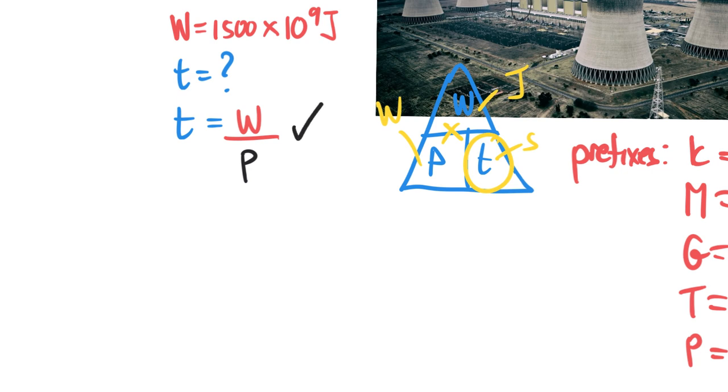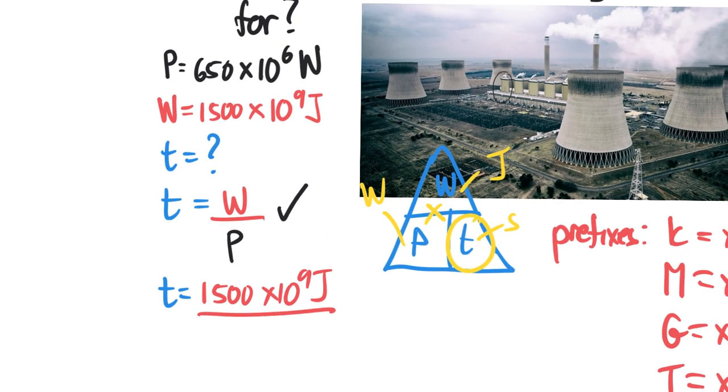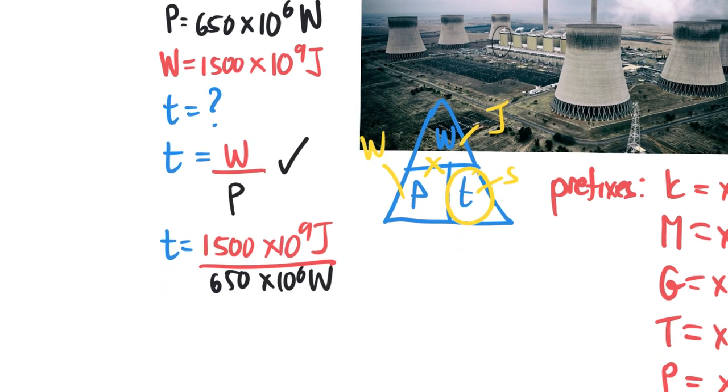Remember, the formula triangle is not the formula. In your first step, you must write down the formula, not the formula triangle. Sometimes learners write down this and think that's the formula, and then they lose the mark because they don't write down the formula that they should extract from this, and then they just do the substitution. So we have that the time will be the work done, which is 1,500 times 10 to the 9 joules, divided by the power. And the power is 650 times 10 to the 6 watts.